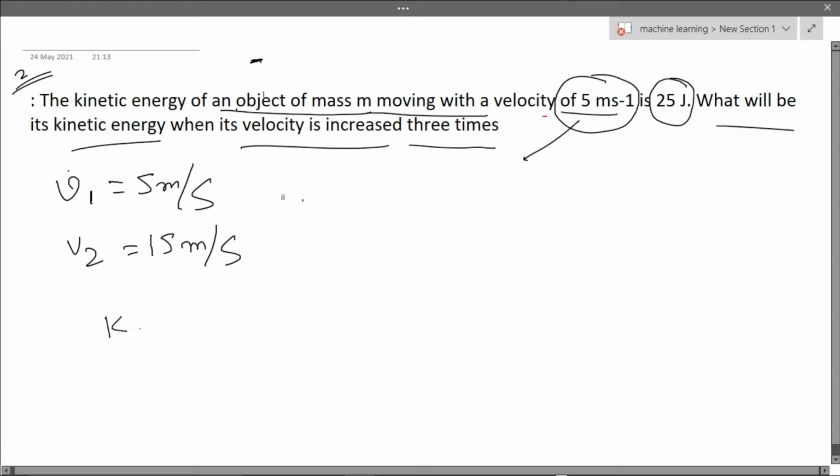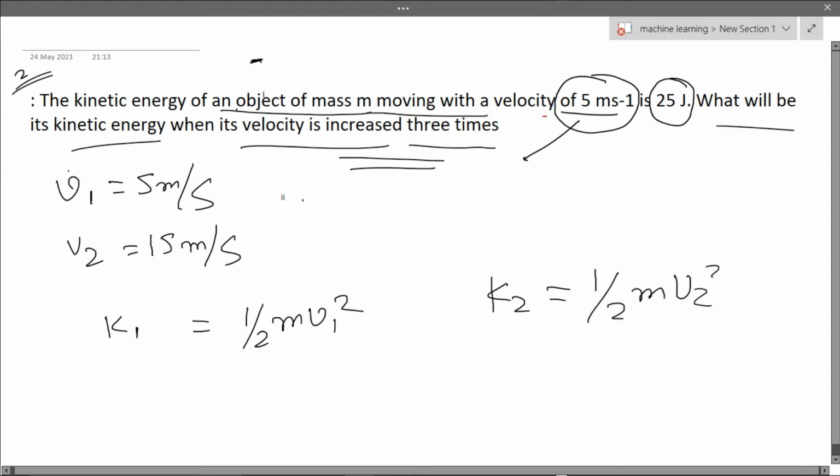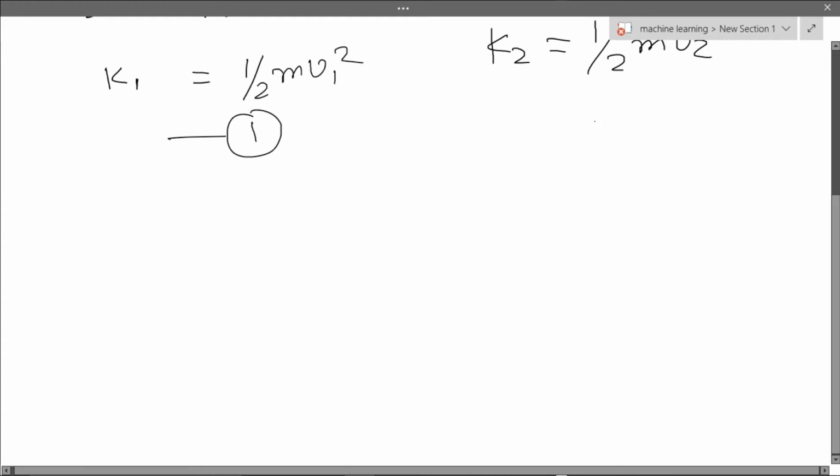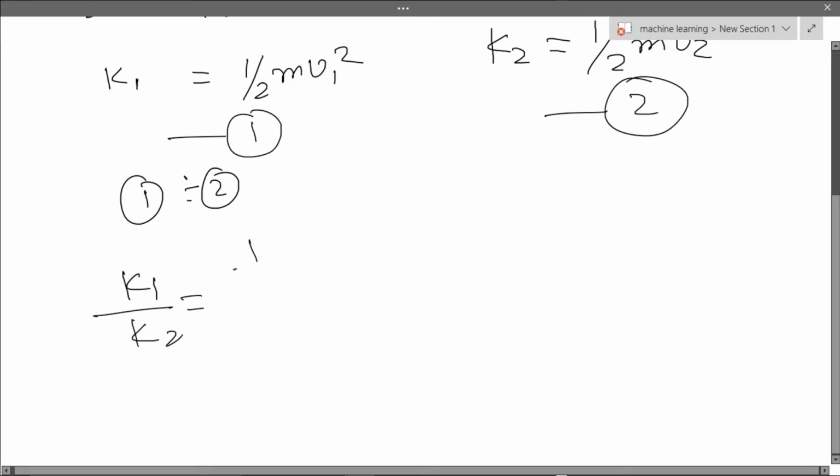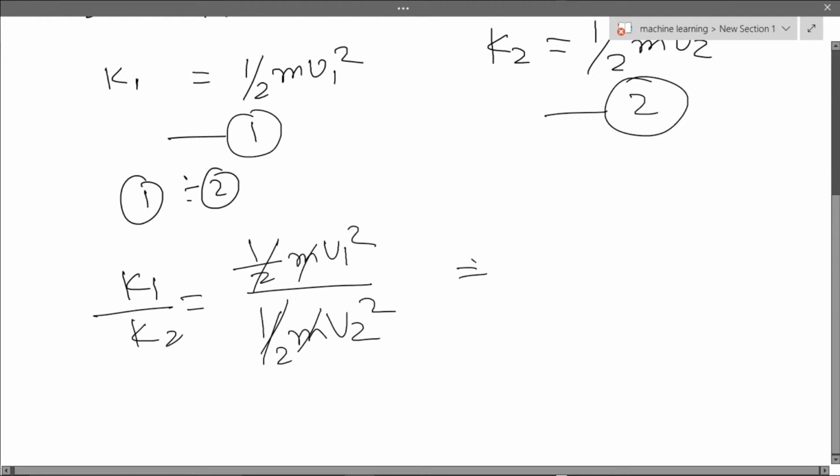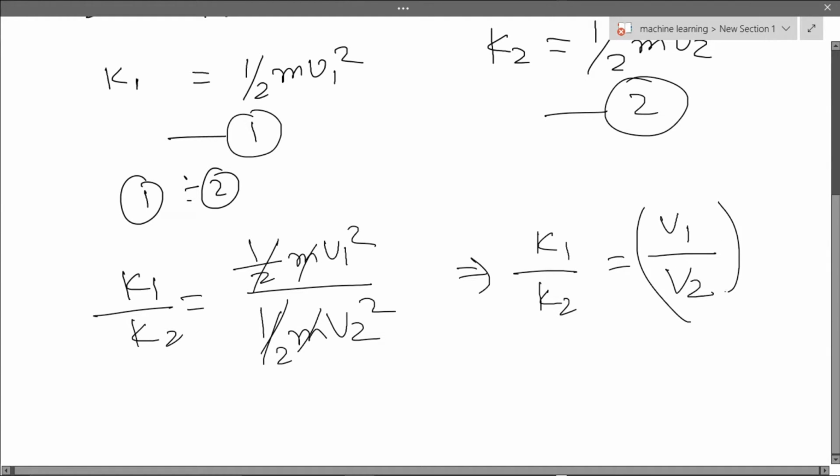Now the kinetic energy K1 is equal to half m v1 square. After the velocity is increased 3 times, the kinetic energy K2 is equal to half m v2 square. This is equation 1 and this is equation 2. Divide equation 1 by 2. K1 by K2 is equal to half m v1 square divided by half m v2 square. Half cancelled, m cancelled. K1 by K2 is equal to (v1 by v2) square.